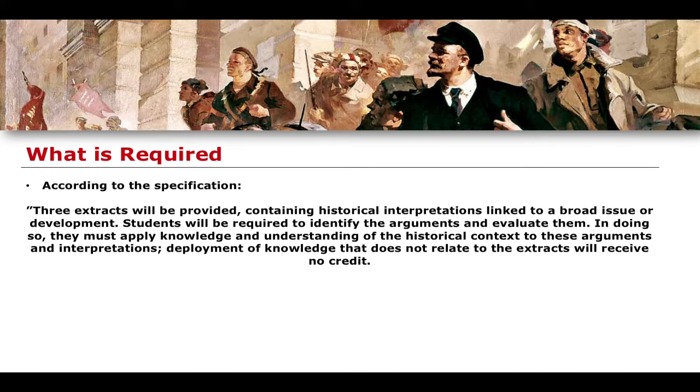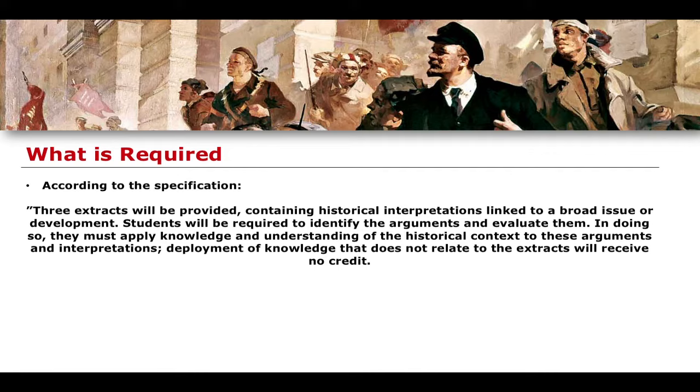According to the specification, what is required is that there will be 3 extracts provided, each of them containing historical interpretations linked to a broad issue or development. Okay, that broad issue or development will be essentially the subject of the question. The question that you are going to be asked is asking, using your understanding of historical context, how convincing the arguments are in relation to this broad issue or development.